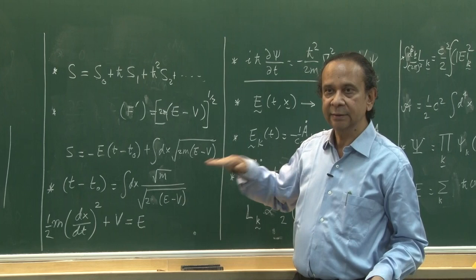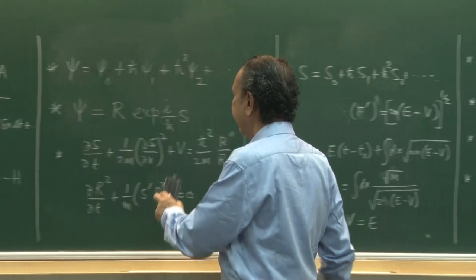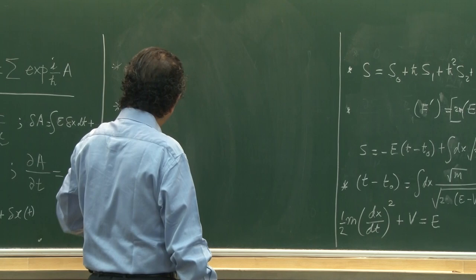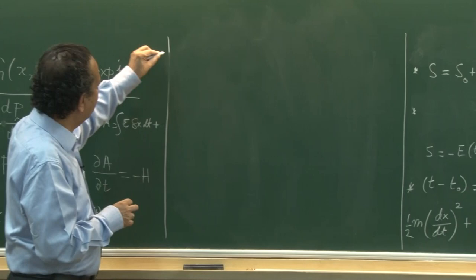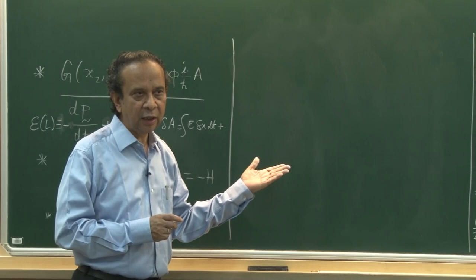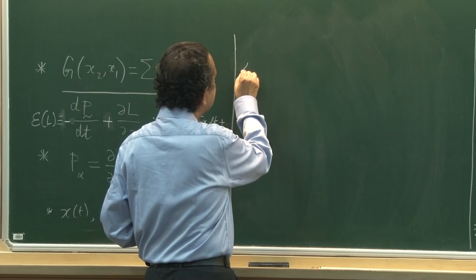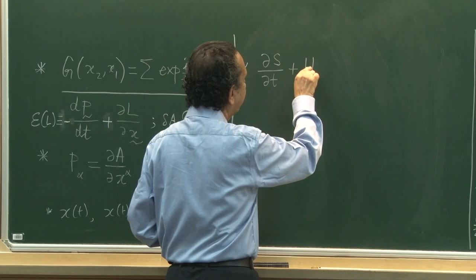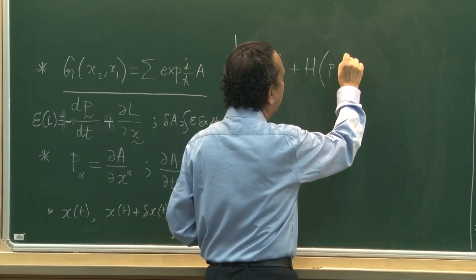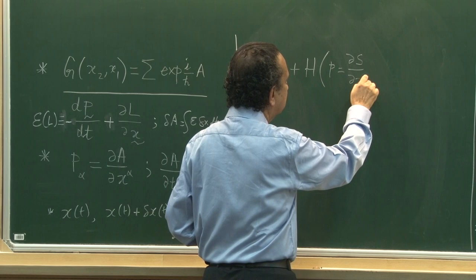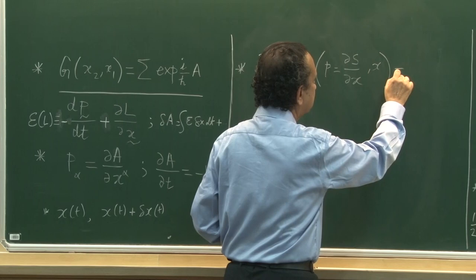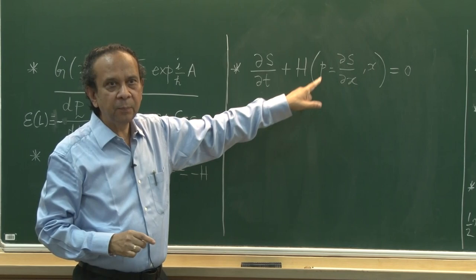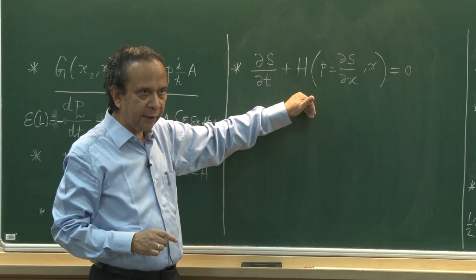But let us just look at it a bit more carefully as to what we did. When we solve for this S, what did we solve? We solved that differential equation here, which is dS by dt plus h cross square upon 2m dS by dx the whole square plus V is equal to 0. That differential equation is nothing but dS by dt plus, take the Hamiltonian and you replace the p in the Hamiltonian by dS by dx, and you leave x alone, equal to 0. So if H was p square by 2m plus V, then p square by 2m would have become dS by dx the whole square upon 2m plus V of x equal to 0.